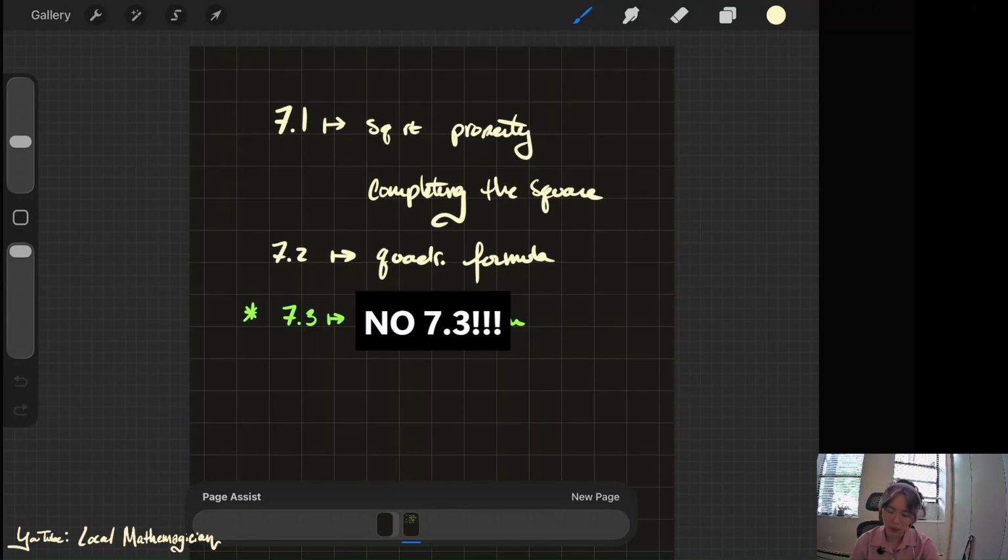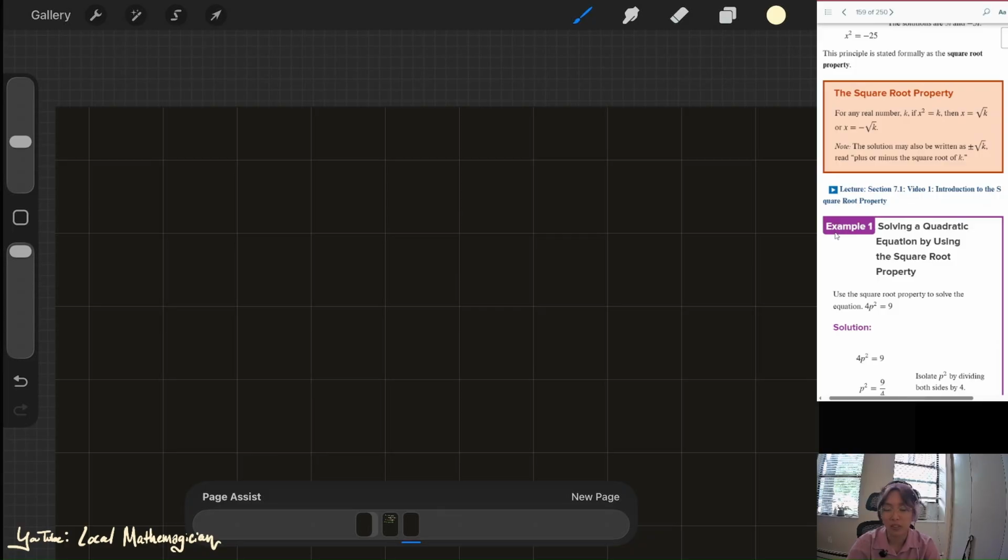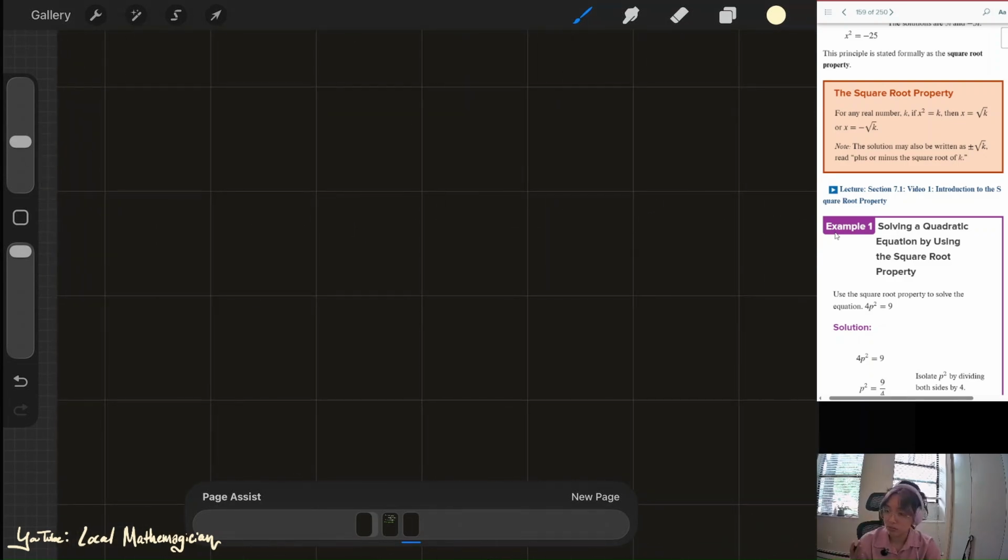All right. The square root property is weirdly straightforward. It says for any real number k, if x squared is equal to k, then x is equal to positive and negative root k, or plus or minus root k. Pretty straightforward. So I think the easiest thing is to do an example.